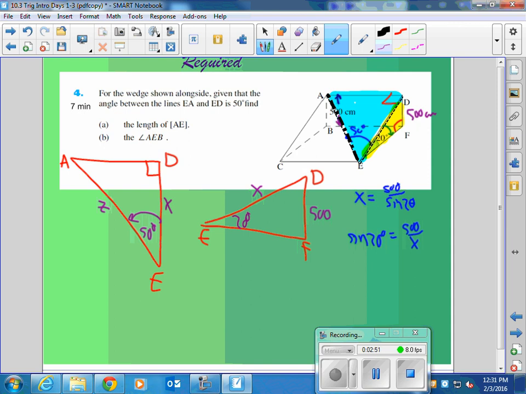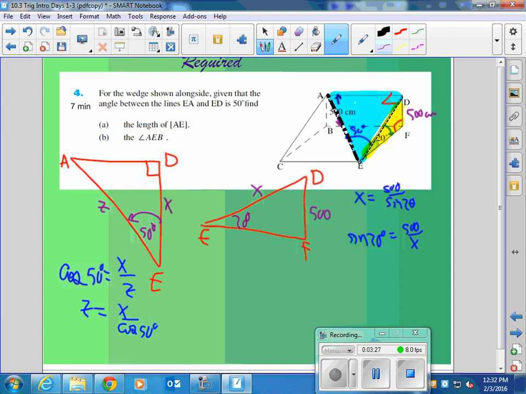Okay. Now, what relationship is there between 50, X, and Z here? Sine, cosine, or tangent? 50, adjacent, hypotenuse. Cosine of 50 is X over Z. Good. So we're going to solve for Z. So I'm going to switch places here. Z is X over the cosine of 50. So could you figure out X and could you figure out Z? Yeah, I think you could.